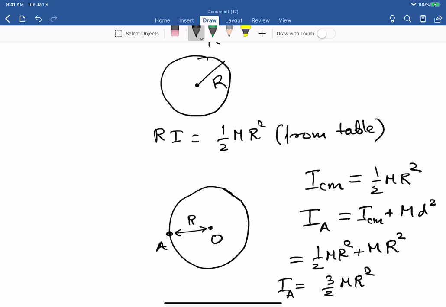through the point A. So if you happen to know the rotational inertia of an object about an axis which passes through its center of mass, then you can find the rotational inertia about any axis that's parallel to that center of mass axis using the parallel axis theorem. So this is the statement of the parallel axis theorem.